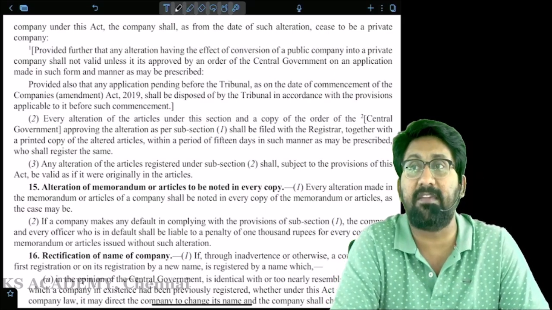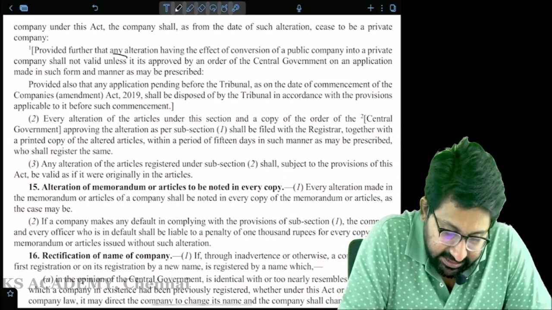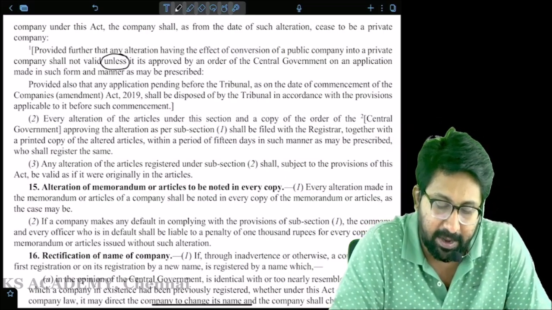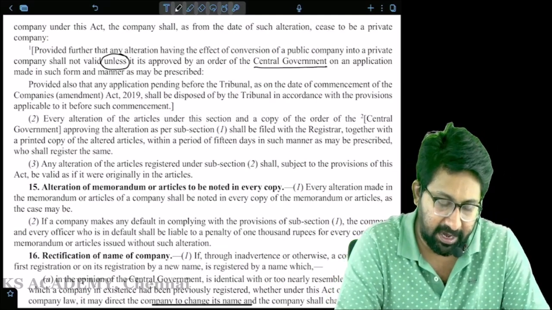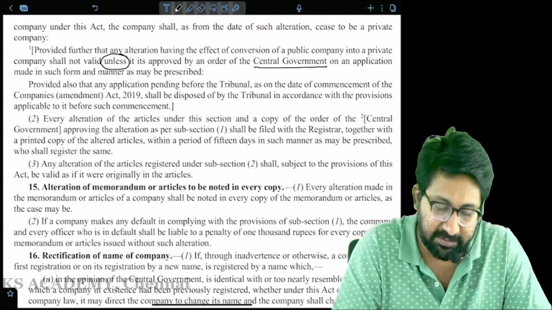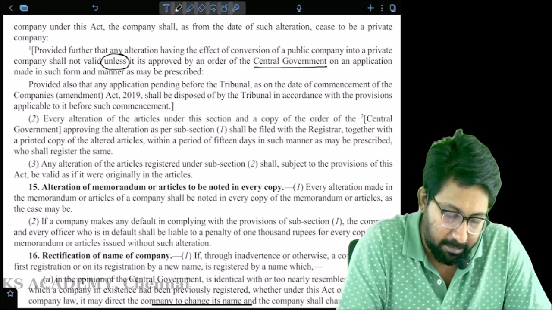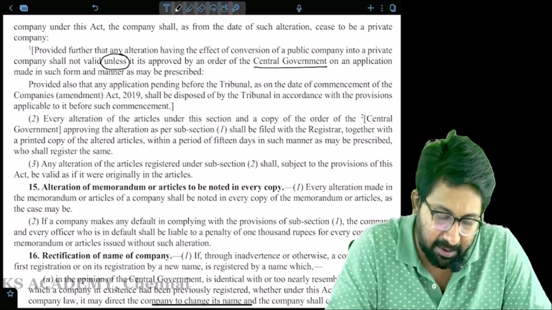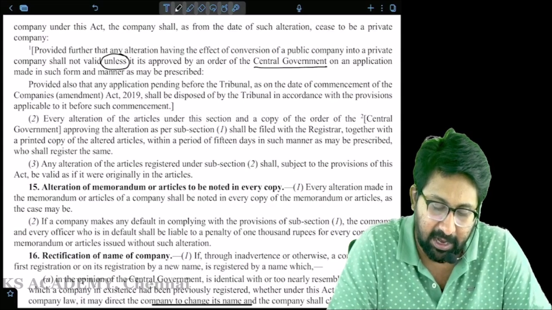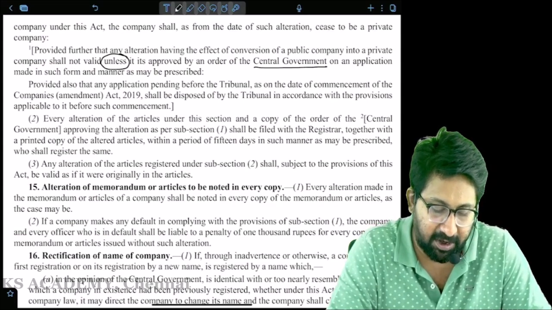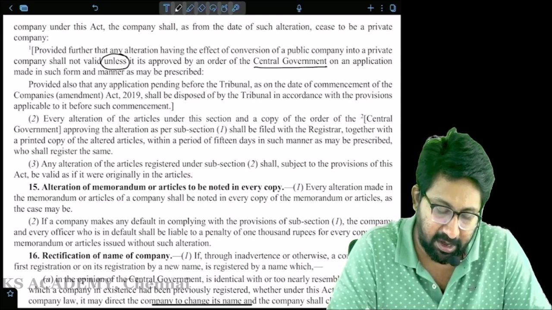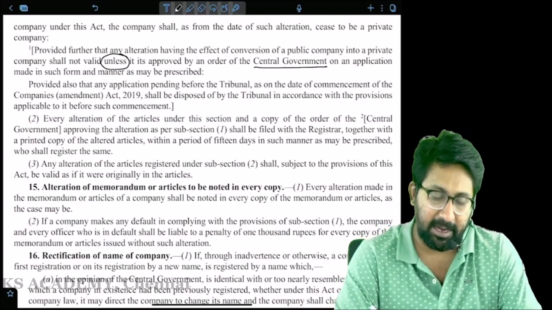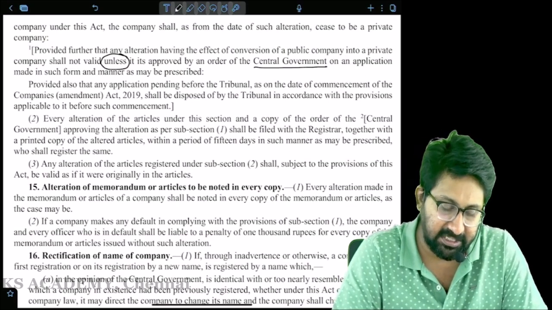shall not be valid unless it is approved by an order of central government on an application made in such a form and manner as may be prescribed. Next, provided also that any application pending before the tribunal as on the date of commencement of Companies Amendment Act 2019 shall be disposed of by the tribunal in accordance with the provisions applicable to it before such commencement.